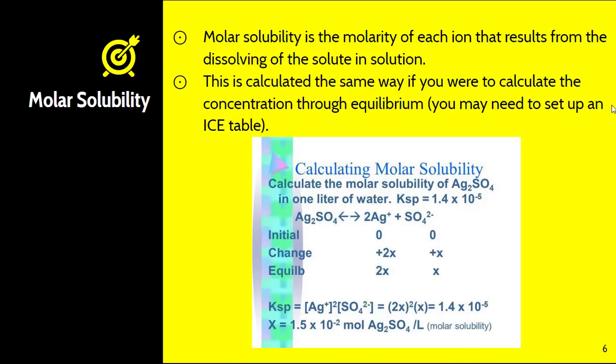So another new term we're going to talk about is molar solubility, and that is the molarity of each ion that results from the dissolving of the solute in solution. It's also used to describe the initial amount of material that dissolves in solution. Either way you look at it, you're going to have to calculate all of those. It's calculated the same way as if you were to calculate concentration through equilibrium, so you may need to set up an ice table. If we look at the example below, we have Ag2SO4 as a solid, and we want to look at how much actually dissolves.